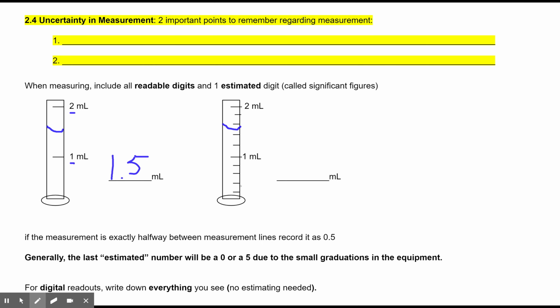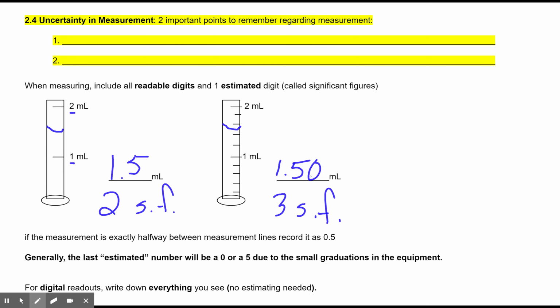Over here on the right, since we have intervals of 0.2, we're able to read that more accurately. It's in between the 0.4 and 0.6. So it's 1.5, all readable digits, plus 1 estimated. I'd say it's pretty much in the middle, so we're going to say it's 1.50. The graduated cylinder on the left has 2 significant figures, and the graduated cylinder on the right is going to have 3 significant figures, because we have that 1.5 that we're able to see, and then we have our estimated hundredths column as well.